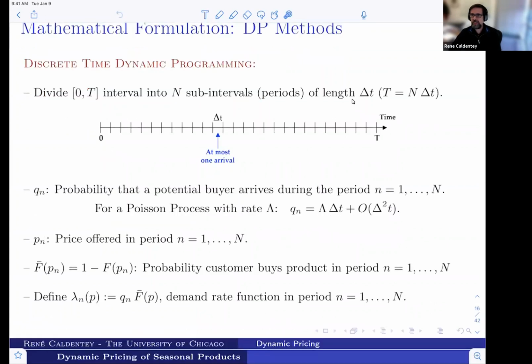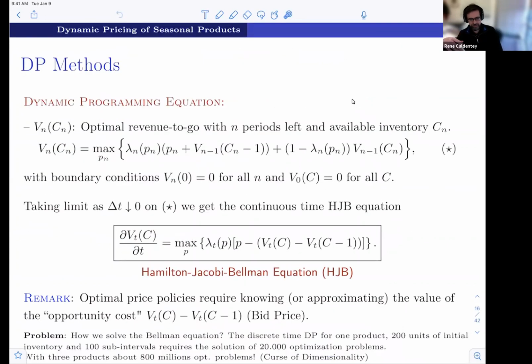And so with that discretization, we can go back to some of the things that we did last week and write our dynamic programming equation. So Vn of Cn is the optimal revenue to go if you start in period n and you go forward, if you have n periods left, right? So I'm going to highlight this because this is a little trick that people use. It's a convention really more than a trick. Instead of counting time forward, we're going to count time backwards.